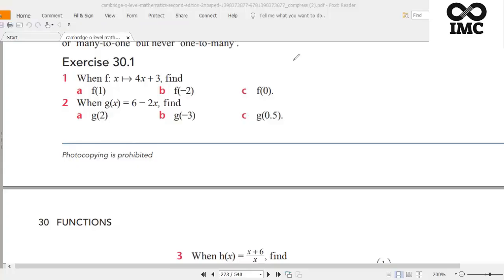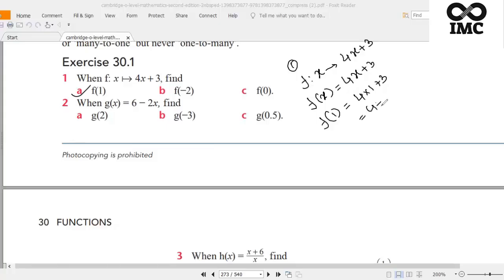So here question number 1. Question number 1 says f such that x maps to 4x plus 3. So this function can be written as f of x equal to 4x plus 3. Now the question asks, find f of 1. Instead of x, if we substitute 1, then what will we get? So 4 into 1 plus 3. 4 into 1 is 4. 4 plus 3 will be 7. And this is the answer of question number A.